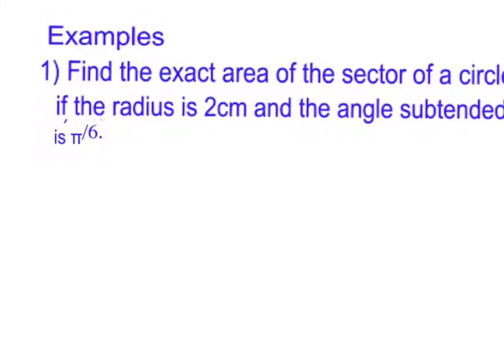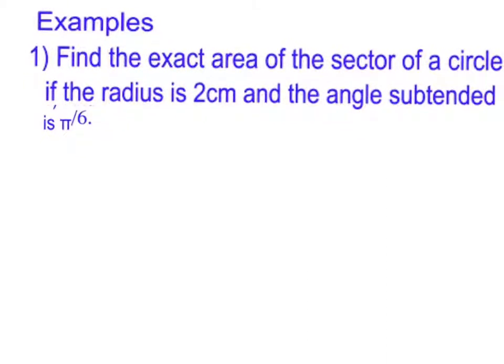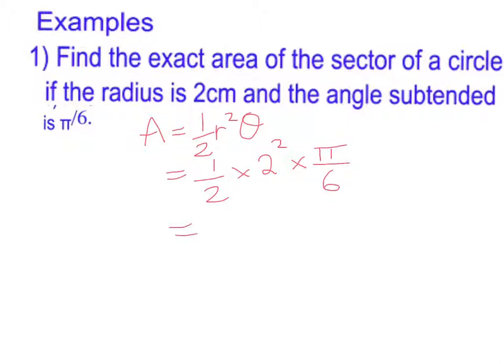So using A equals half r squared theta, and we're just substituting in. So you've got the radius is 2 squared and theta in radians is pi on 6. Okay, because the question says find the exact area, that means you want to leave your answer in terms of pi. So your answer is going to be pi on 3. Because the radius is in centimetres, that means the area is going to be centimetres squared.